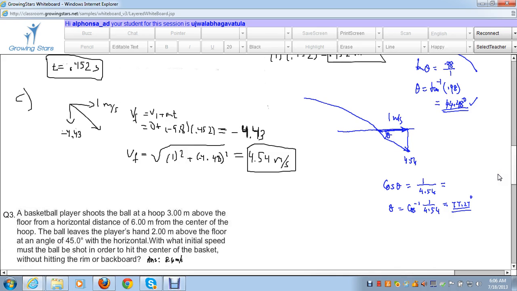Did you get the last one? No, I did not get to the last one. You didn't try? No. Should we do it now? Yes, please. Can you try? A basketball player shoots. Can you draw a picture of the situation given? Rough.